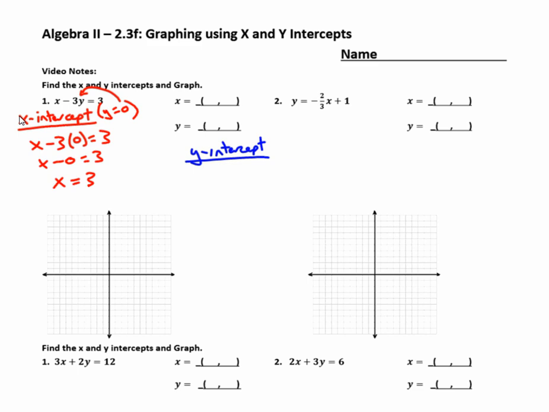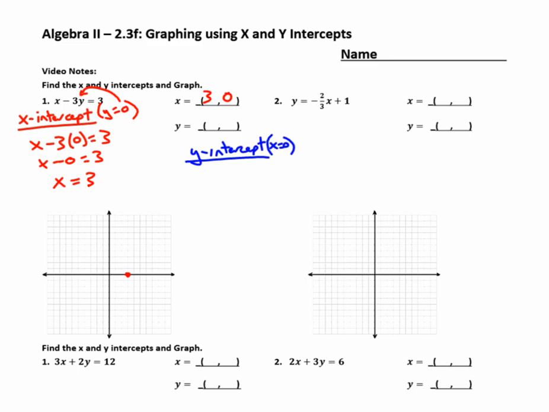Now that's an ordered pair. Y was 0 and x was 3. So x was 3 and y was 0. Okay, so the x-intercept is 3 comma 0. So I can put that on my graph, 3 comma 0. That's right there. The y-intercept, that was when x was equal to 0.